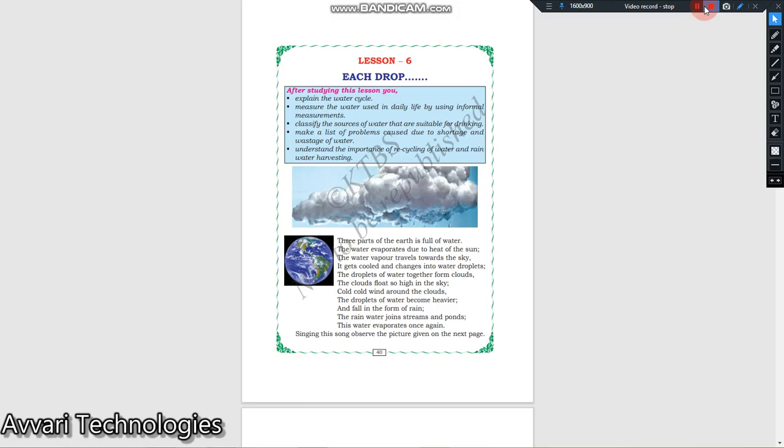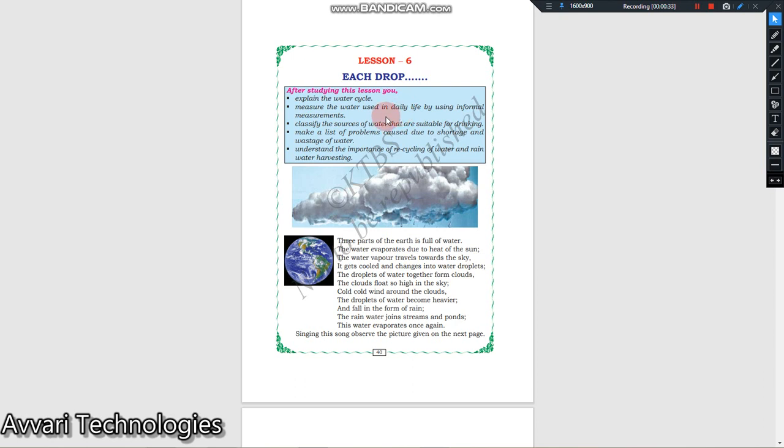Today let's see lesson number 6, Each Drop. After studying this lesson, you should be able to explain the water cycle, which means you can write it in a book, okay? Nothing to explain to me. And you should measure the water used in daily life by using informal measurements. That you should do on your own, but you don't need to tell me whatever is given here.